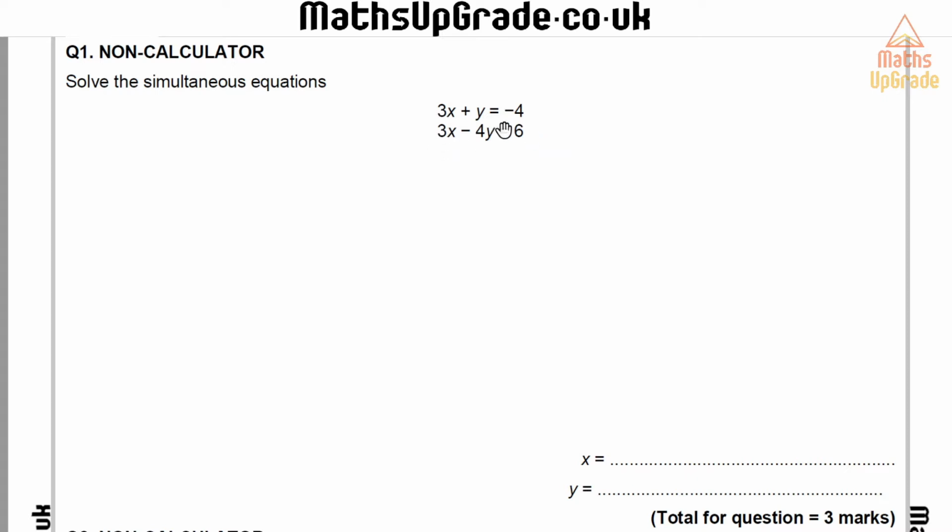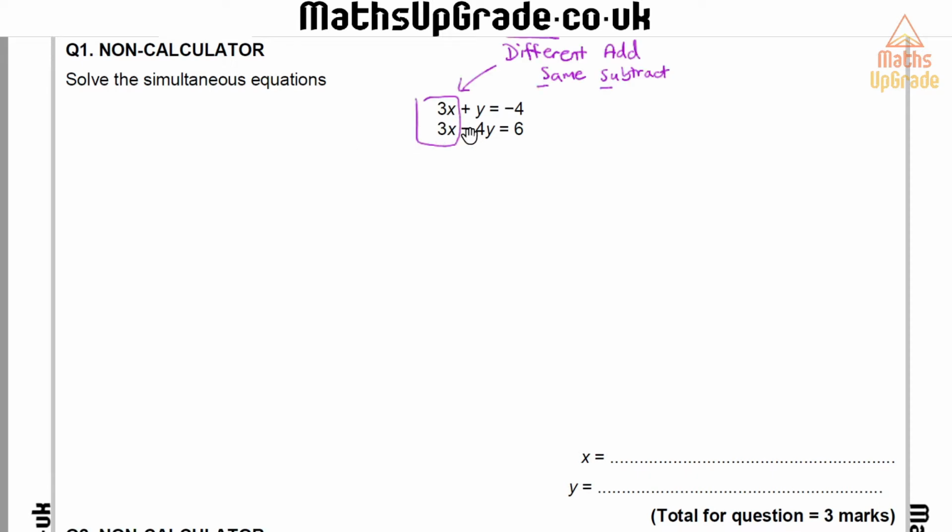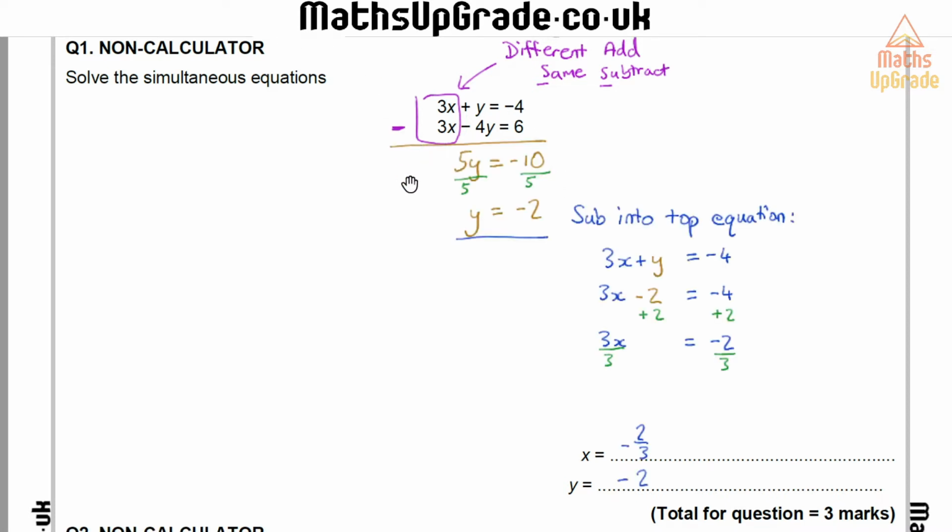What I'm going to do here is look for coefficients of either x or y which have got the same value. So here the coefficients of x have got the same value. They're both 3 and they're both positive, so they're both the same sign. Because they're both the same sign, I'm going to subtract these two equations. It doesn't matter how you subtract them, you can either do the top one subtract the bottom, or the bottom one subtract the top. That doesn't make a difference. So I'm just going to do the top one subtract the bottom one.